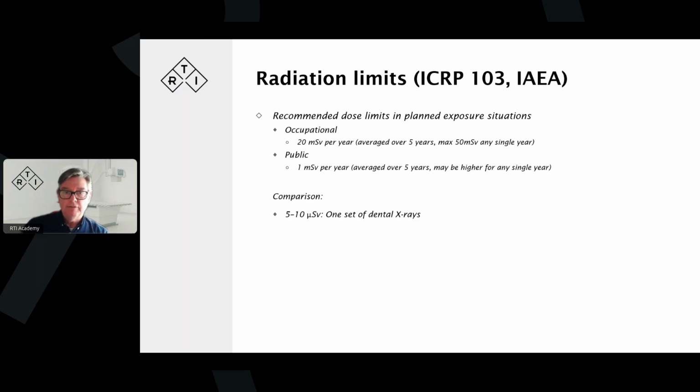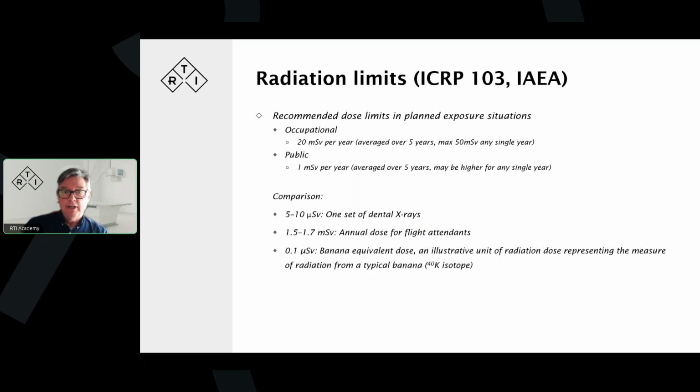Just to give you an idea, 5 to 10 microsievert is dental x-rays. And then the annual dose for a flight attendant, of course, they get a radiation when they're flying, is 1.5 to 1.7 millisievert. And then when you're eating a banana, somebody found that the potassium in a banana has an isotope that emits radiation. So the banana equivalent is 0.1 microsievert. So you'll have to eat quite a lot of banana to come into the risk zone, but there's just to give you a comparison there.